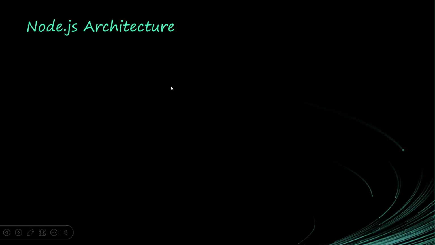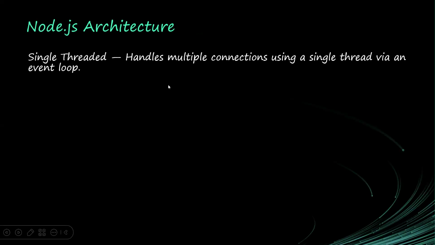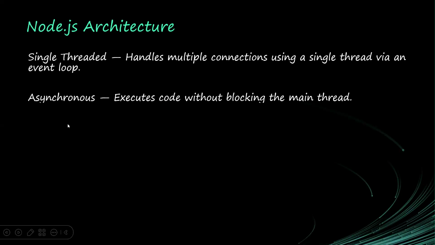Node.js architecture: it is single-threaded. It handles multiple connections using a single thread via an event loop. I don't know if you know what a process is, but I will save these explanations for when we get to Node.js. If you don't understand what a process is, it will be difficult for me to explain what a single thread is, or even the event loop that we have been talking about. So let's leave it.